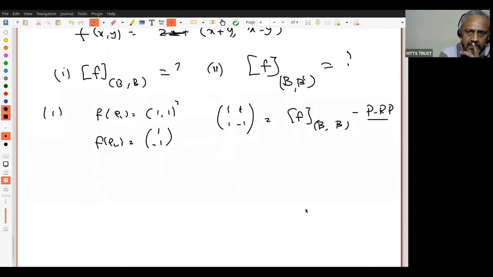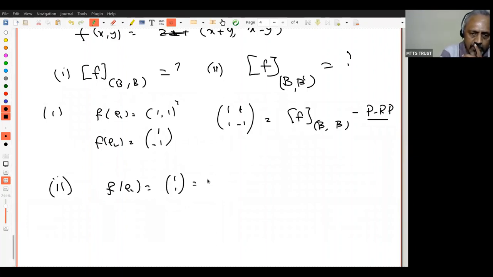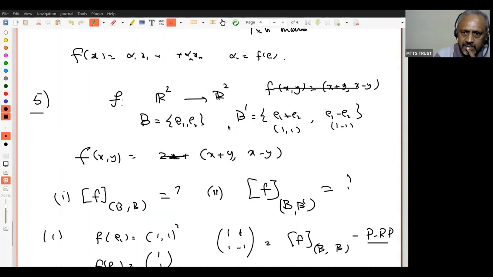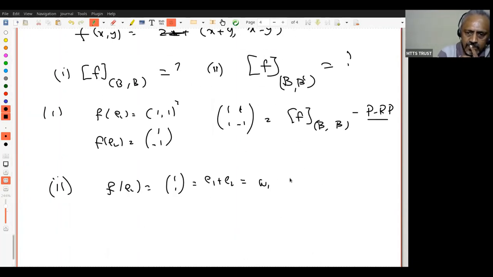Now let's look at the second case. What is f of e1? It is (1, 1). But (1, 1) is e1 plus e2, and that is your w1. That is a new basis, right? This is my w1, this is my w2. You understand? Therefore, this is going to be 1 times w1 plus 0 times w2. Therefore, the first column vector is going to be (1, 0) for this matrix.